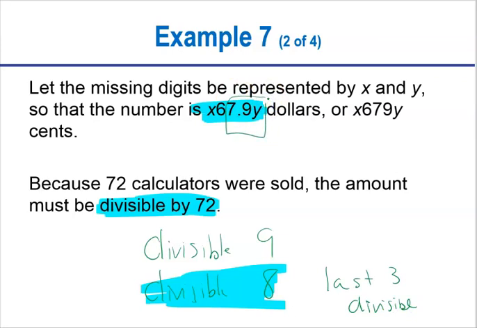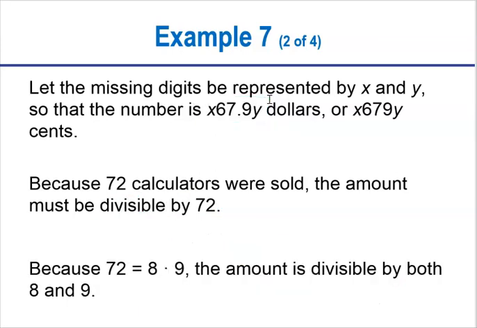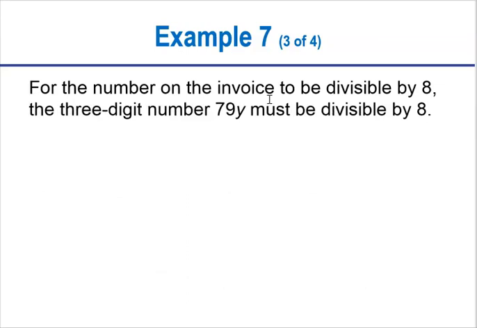Let's use that information, and I'm going to skip to a typed up page for you. There we go. We've already discussed this: 72 equals 8 times 9. The amount is divisible by both 8 and 9. Let's keep going. For the number on the invoice to be divisible by 8, the 3-digit number 79 something must be divisible by 8. So you could play around with this, really.